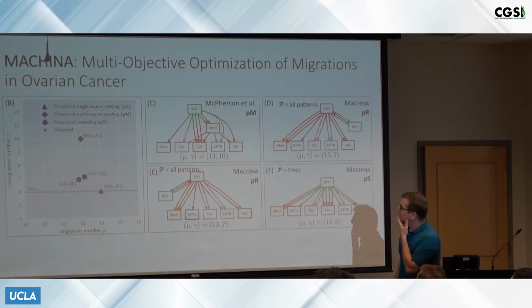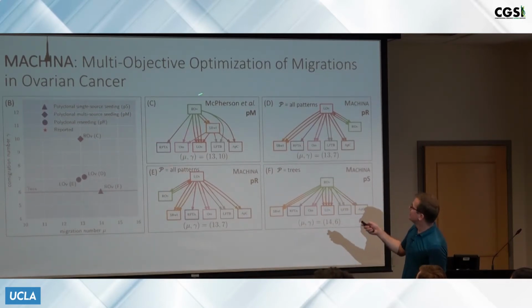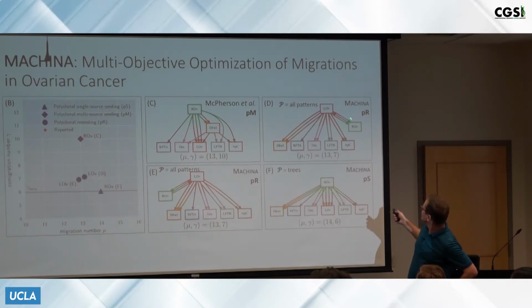So what happens? Now, here was this ovarian data. These all had 13 migrations. But now we can count co-migrations. This one has 10, the one that was published. You can find other solutions that have 7, right? Because they have more parallel edges, so you might prefer them.